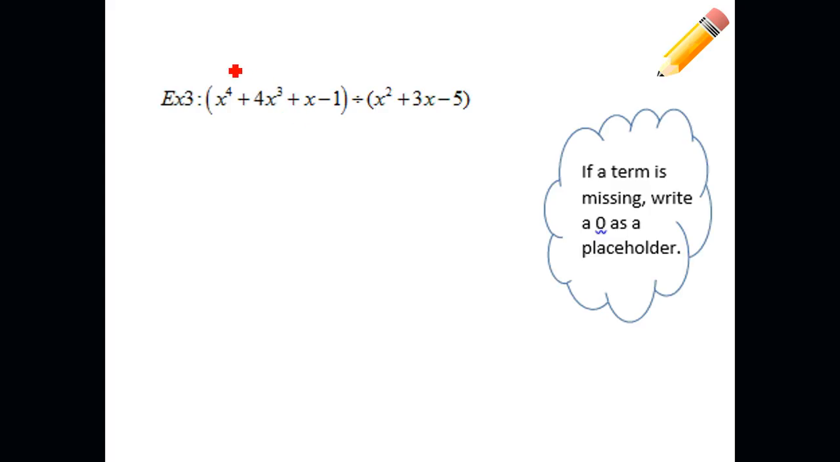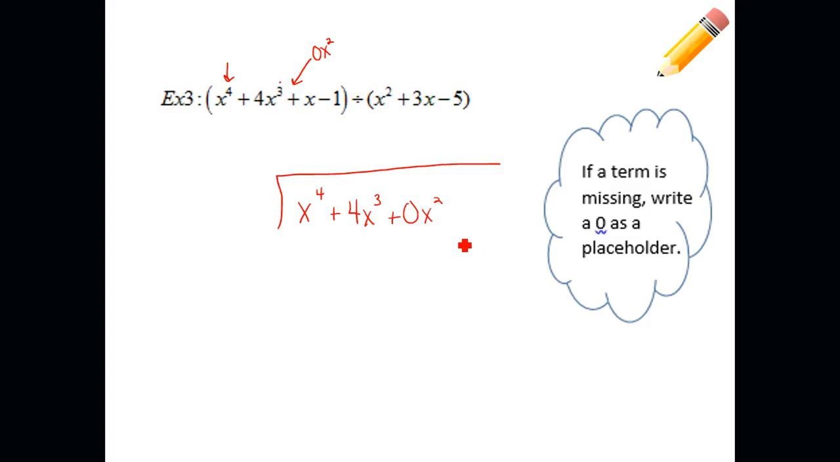Notice the degree here is 4. That means he starts with 4 as the highest power. Then it goes to 3. What should come after an x to the third? An x squared, right? There is no x squared. We need to remember that when we set up our division, that we have x to the fourth plus 4x to the third plus 0x squared. We need to make that 0 be written in there.